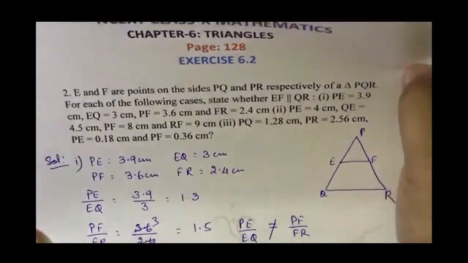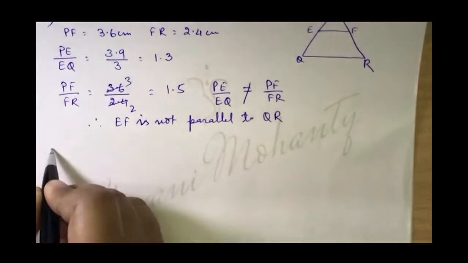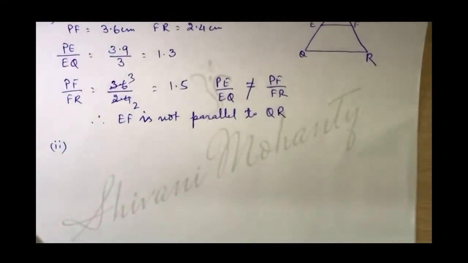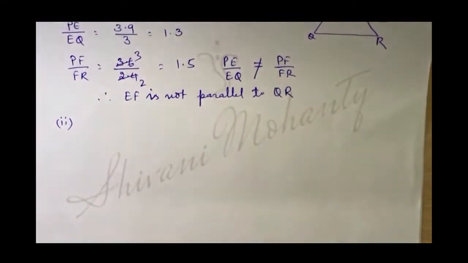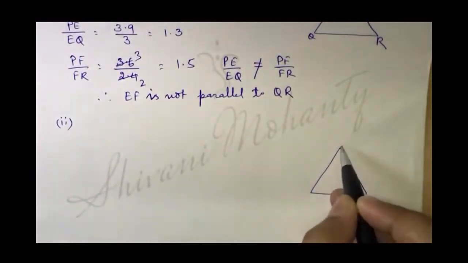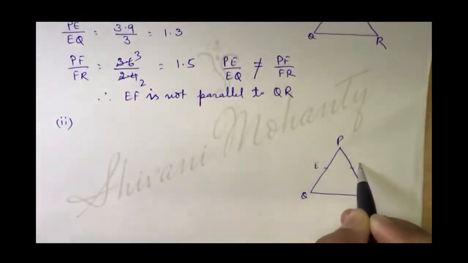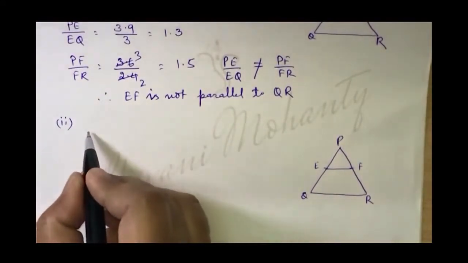Let us do bit 2. So EF is not parallel to QR. Now what will be bit 2? Same way, for bit 2 also I am drawing a different diagram, so that will be easy for us. This is the triangle P, Q, R, and this is E and this is F. Join EF. The question is the same: you have to prove that EF is parallel to QR or not.